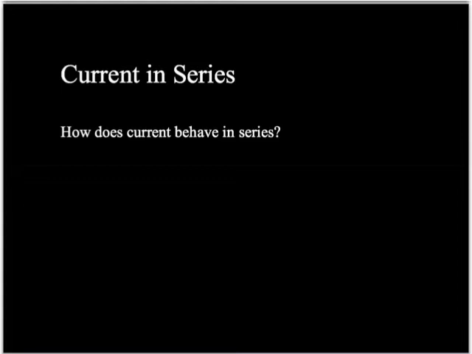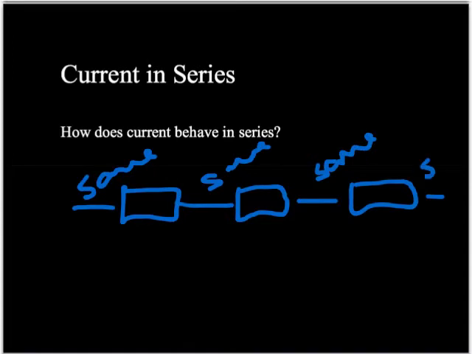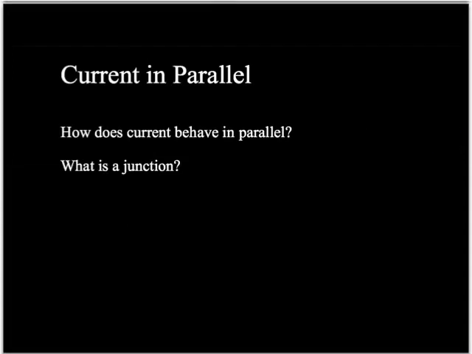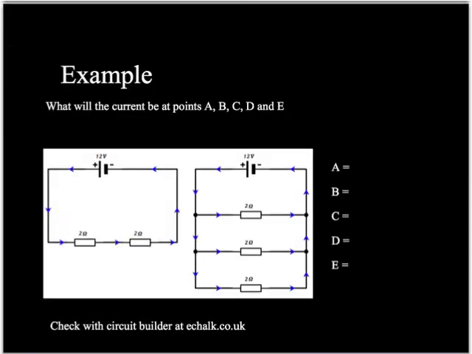How does current behave in series? Well, remember stuff you've done before. Okay, in series, the current is the same everywhere. In parallel, when it goes to a point where more than one wire go away from it, then it splits. Okay, so I1 is equal to I2 plus I3. This is actually Kirchhoff's first law, which we'll see in the next topic.